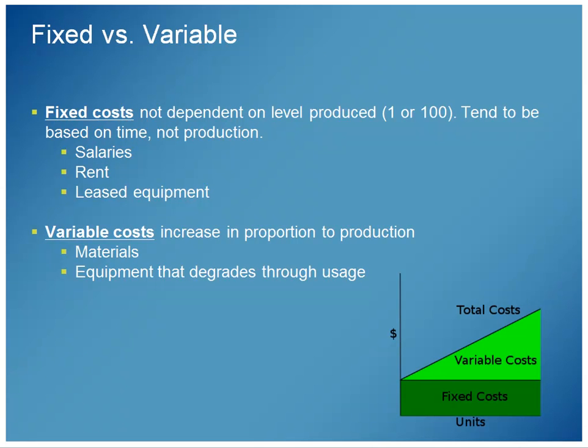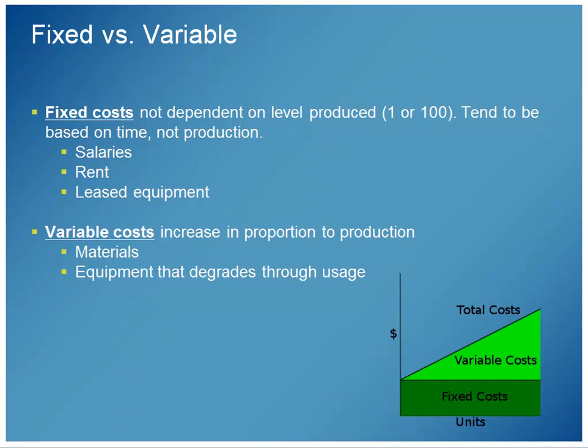Fixed versus variable costs are similar to what we were just talking about, but they have a different aspect to them. Fixed costs are not dependent on the level. So if I'm producing one shoe or I'm producing 100 shoes, or I'm producing one lawnmower or 100, one suit or 100 suits, they tend to be based on time, not production.